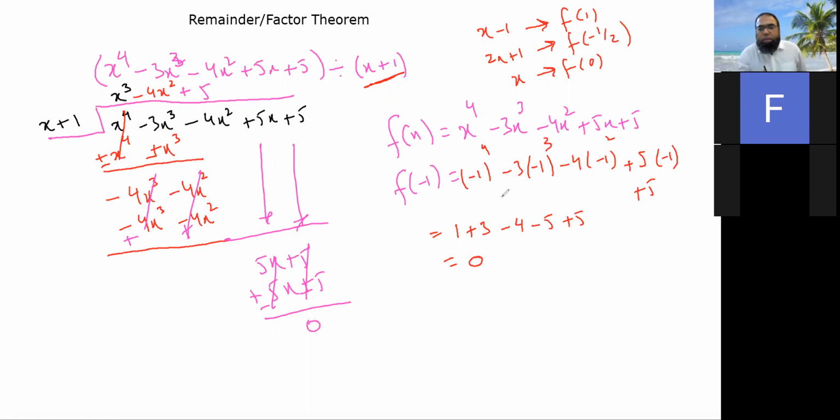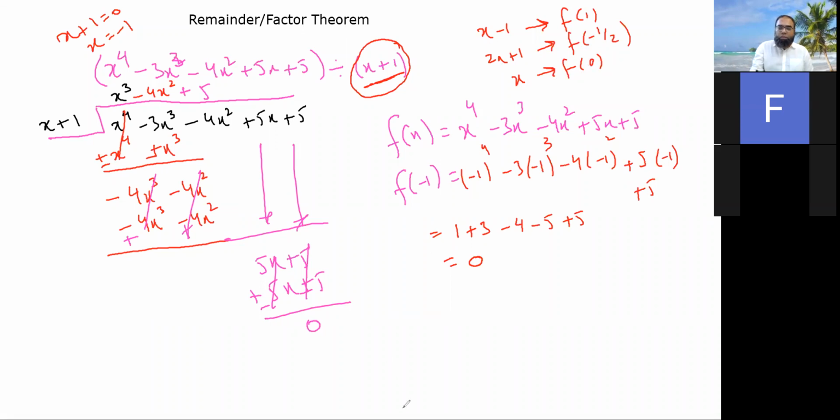I don't get where minus 1 came from. Look at this. When you're dividing it by x plus 1, just put that x plus 1 equal to 0. What do you get? x equal to minus 1. So I have given you 3 more examples here. When you're dividing by x plus 1, you find f of minus 1. When you're dividing by x minus 1, that will be f of 1. And when you're dividing by 2x plus 1, then what will happen? f of minus half. And if it is just x, this will be f of 0.